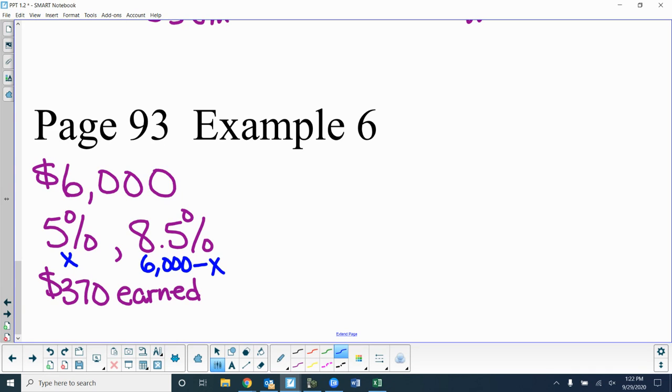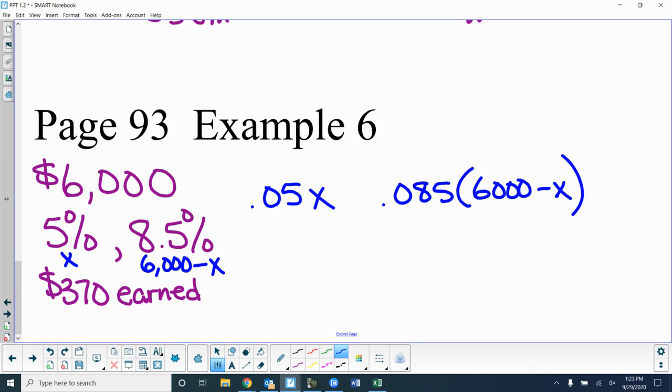To find interest earned, simple interest, you just multiply the amount of money times the interest rate. So how do I multiply X times 5%? Do I just put 5 in the percent symbol times X? No. What do we do with the 5%? We make it a decimal, 0.05. So the amount we made at the 5% would be 0.05x. And the amount we make at 8.5% is what? 0.085 times 6,000 minus X.